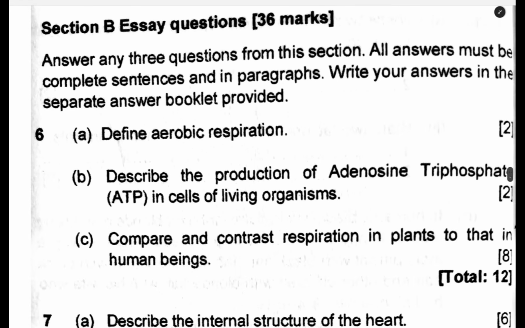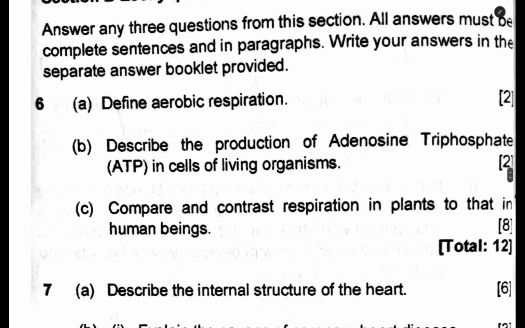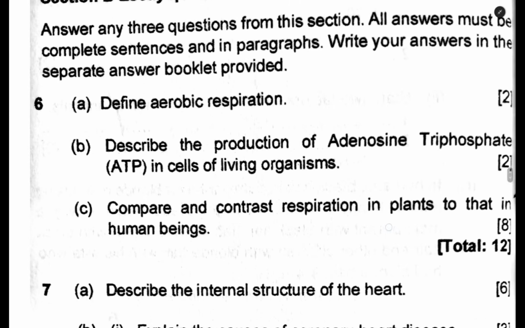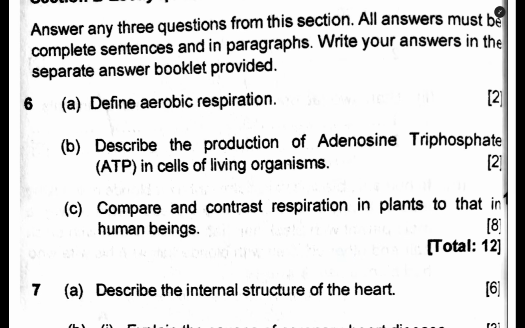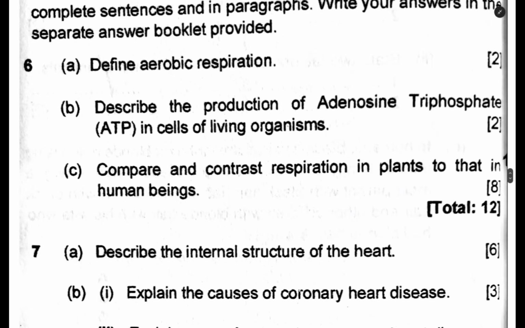Then in this particular year, the first question was define aerobic respiration. Like I said, respiration is one of the target topics that you should have. Then describe the production of adenosine triphosphate, which is ATP, in cells of living organisms. Compare and contrast respiration in plants and that of humans. So respiration, one of the topics that you should know.